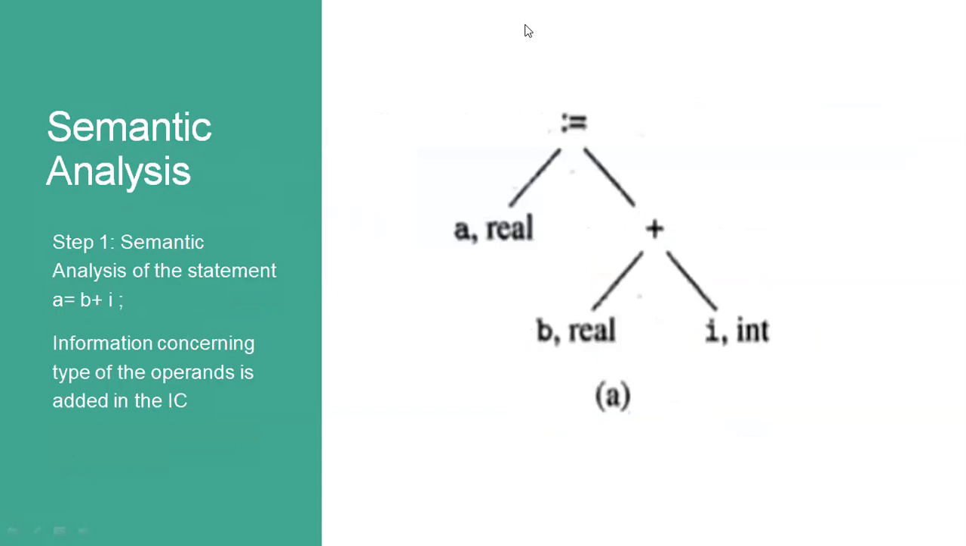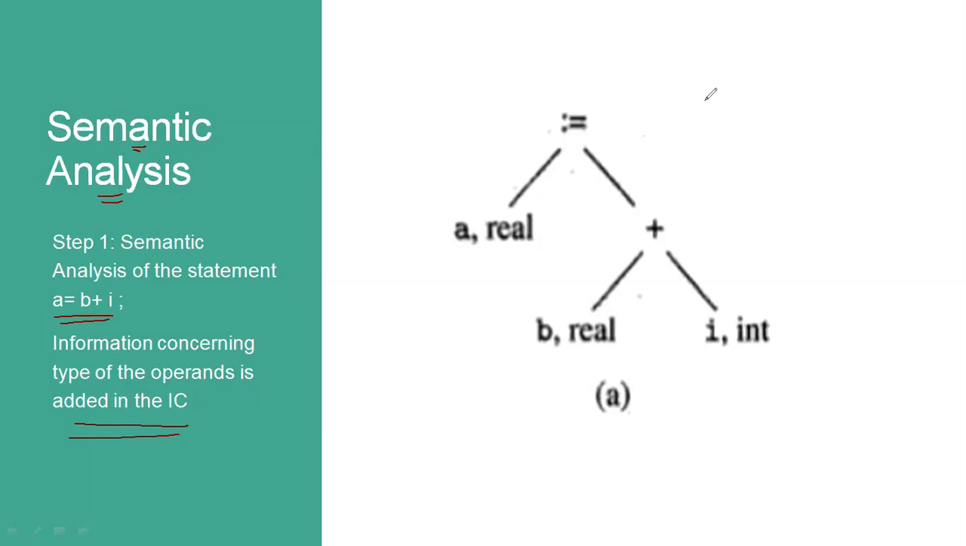Now let us see semantic analysis of the statement A is equal to B plus I. Now what the semantic analysis is doing: information concerning the type of the operands is added into the IC. Now IC may be incomplete because semantic analysis is going to decide whether the given IC is complete or not. So to make the IC complete, semantic analysis is required. How? That we will see.